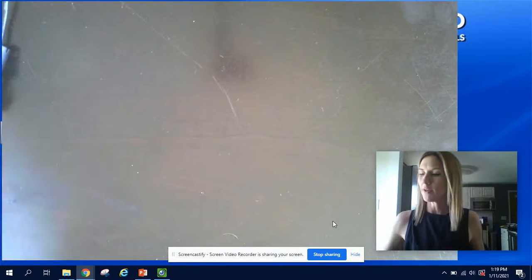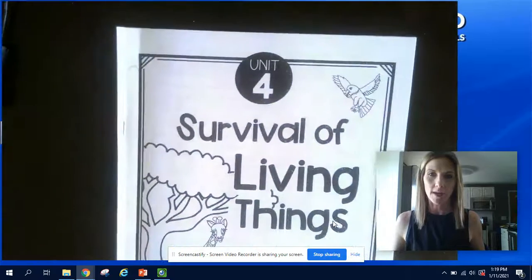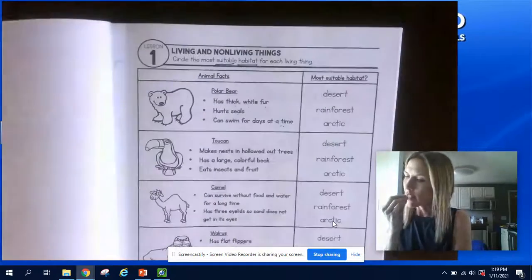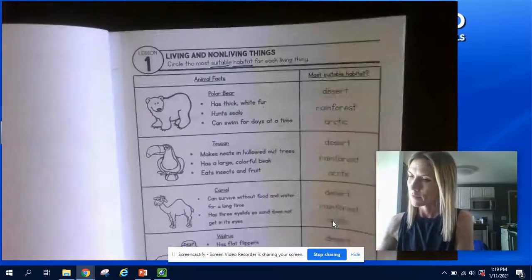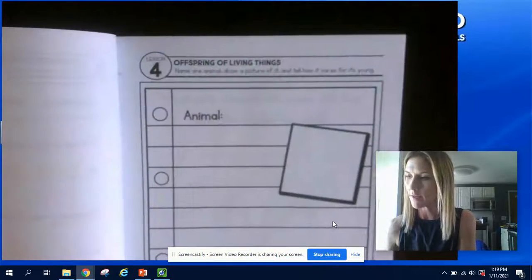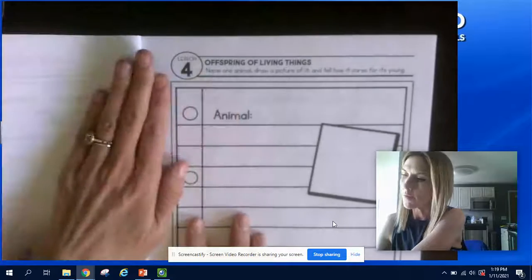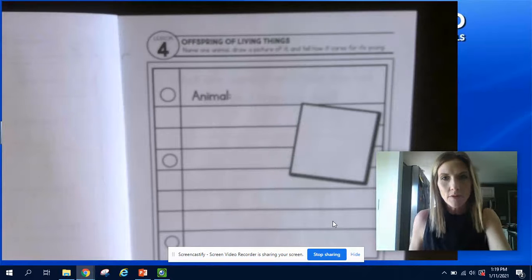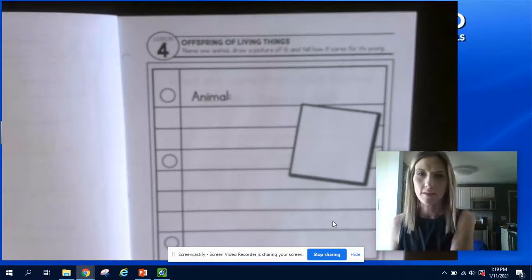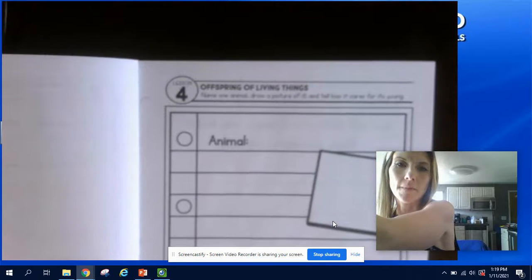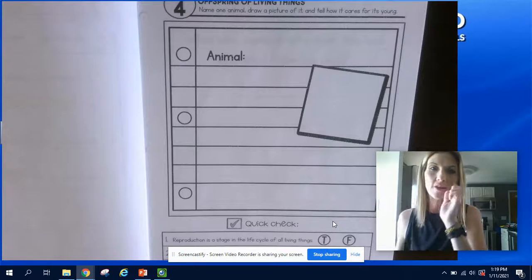All right, let's do our booklet first. So can you guys get out your booklet that looks like this? And I want you guys, let's see, we did 1, we did 2, we did 3, and today we are on number 4. So in this book, it says, name one animal, draw a picture of it. Sorry, it's kind of blurry. It's not focusing. Name one animal, draw a picture of it, and tell how it cares for its young.